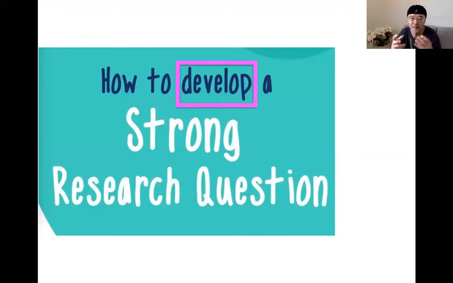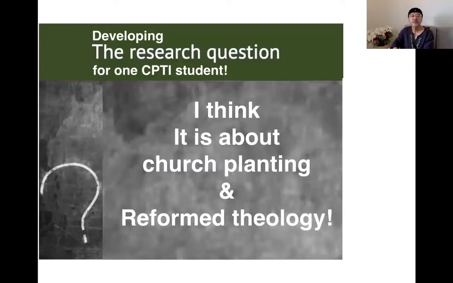It's developed, not discovered. It's not like I discovered my research question. It's development, which means step by step, step by step. If you take these steps, it doesn't matter whether you're smart or not so smart. If you do step one, step two, step three, A, B, C, D, that's development, not discovery. You don't have to look for it. It's just step one to go to step two. That's what development is. So, developing the research question for one CPTI student.